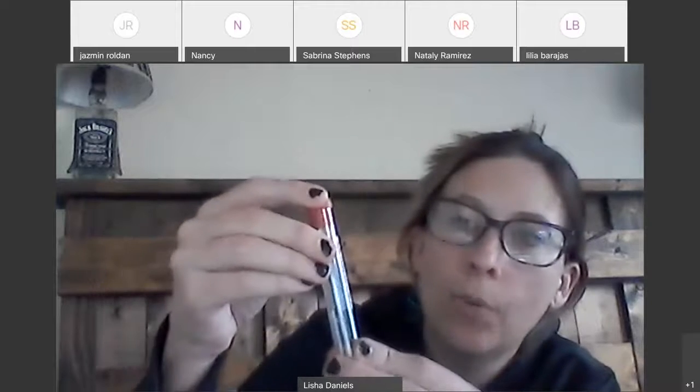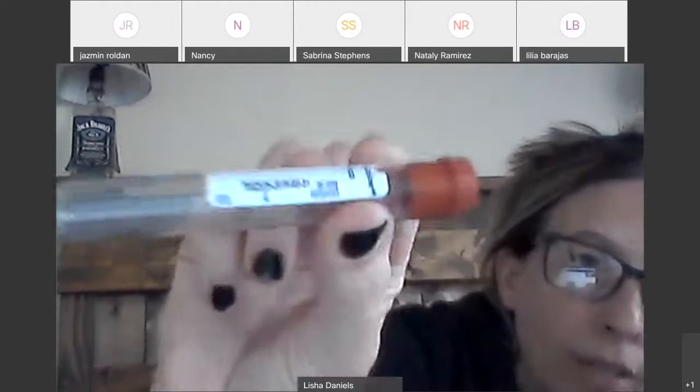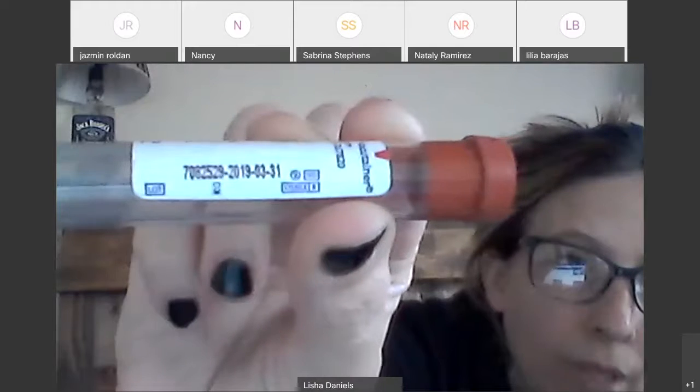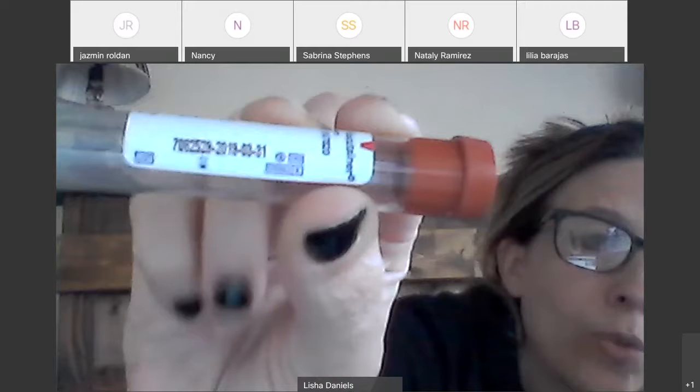And again, our expiration date, let's see, on this one is on the side. I don't know if y'all can see it. This particular tube actually is outdated. It was in 2019.